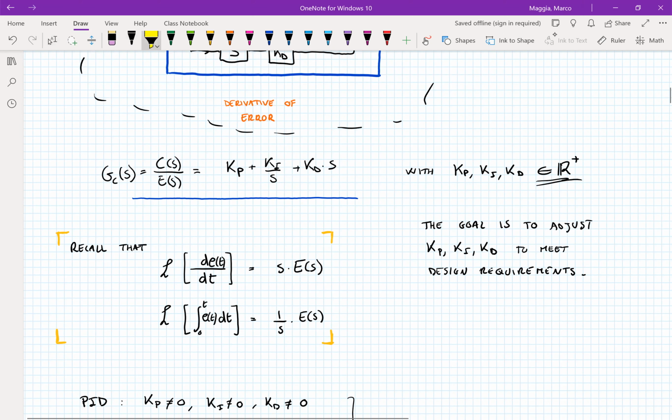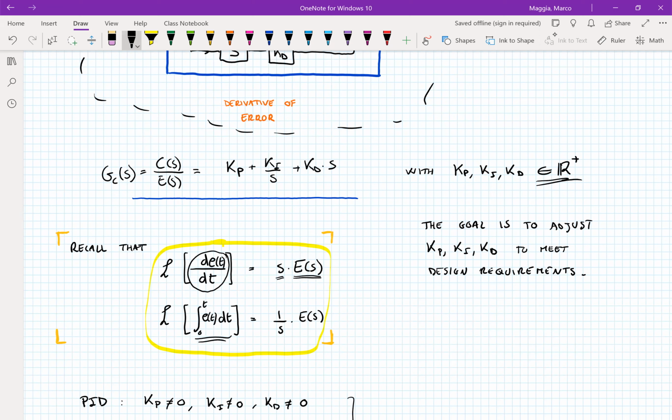Well, right here, I'm just recalling what I've said in words: the derivative of the error function in the time domain is equal to S times the function itself in the S domain, whereas the integral of the error function is equal to the error function divided by S in the Laplace domain.